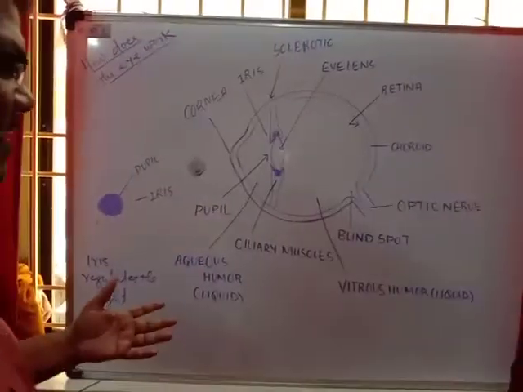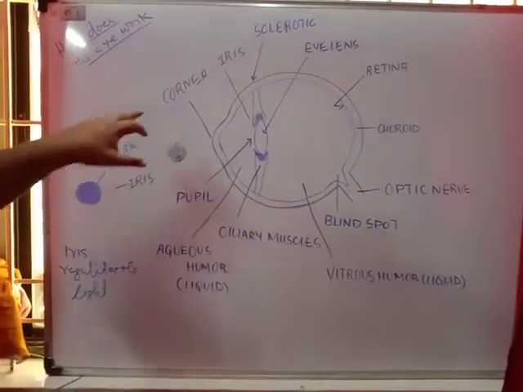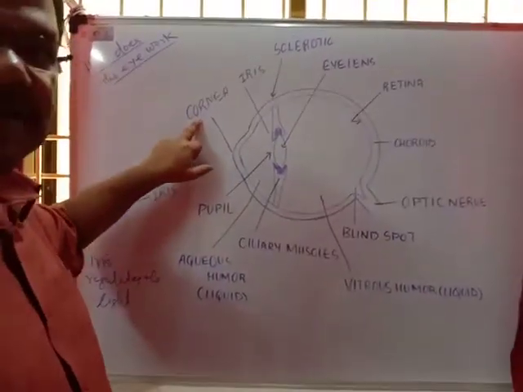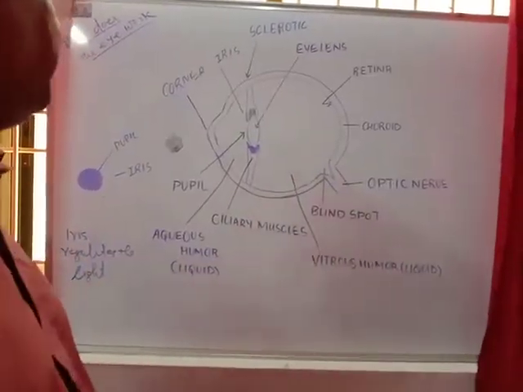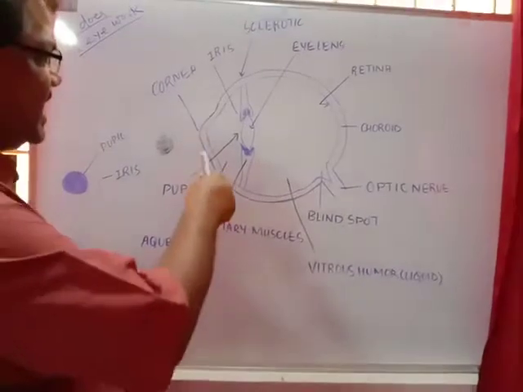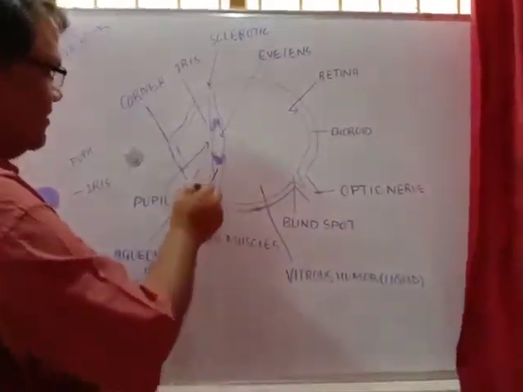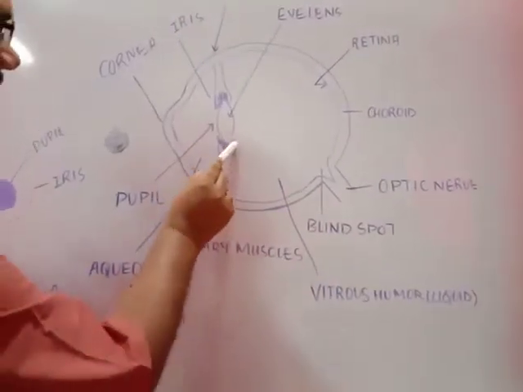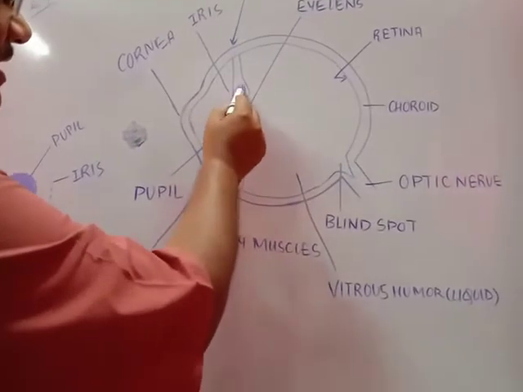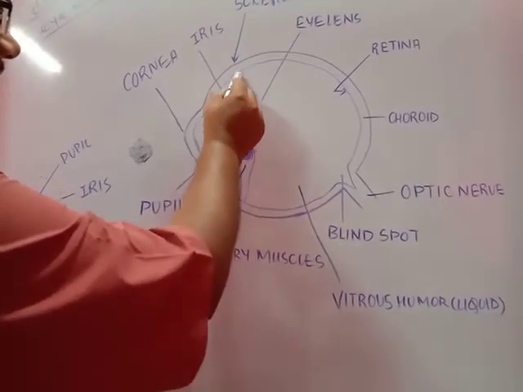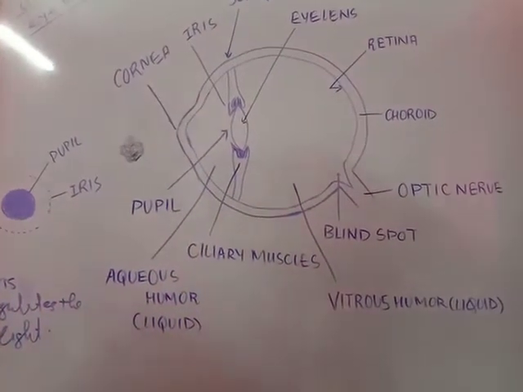So what are the different parts? Again, I am reminding you, the different parts of the eye are, first, the cornea, that is the transparent layer which is covering the outer part of the eye, and second, the ciliary muscle. This is the ciliary muscle, which is holding the crystalline lens. This part is the eye lens, and the ciliary muscle is holding the eye lens.